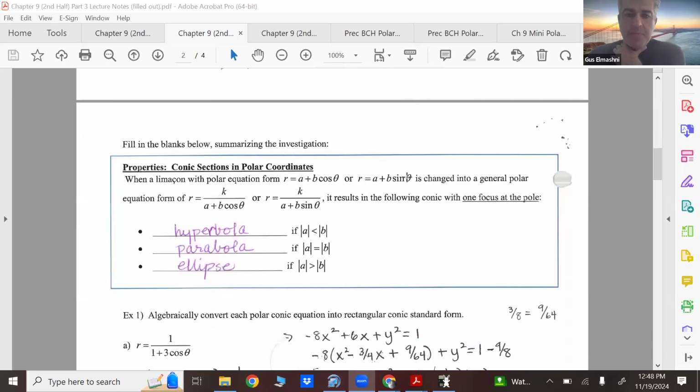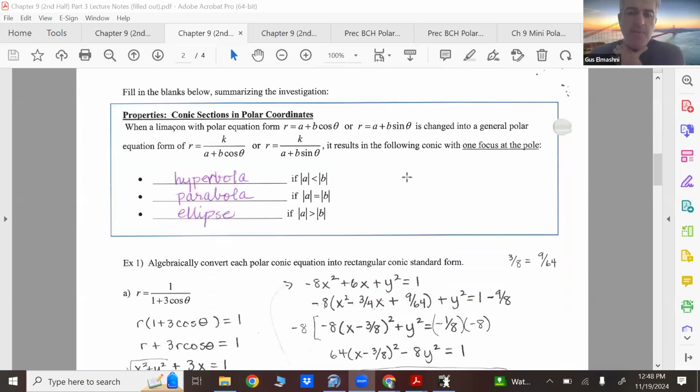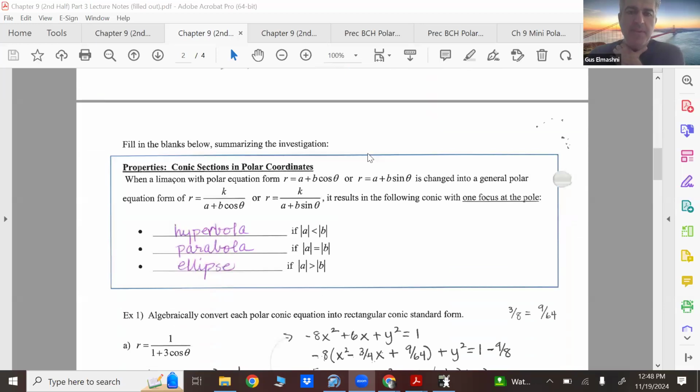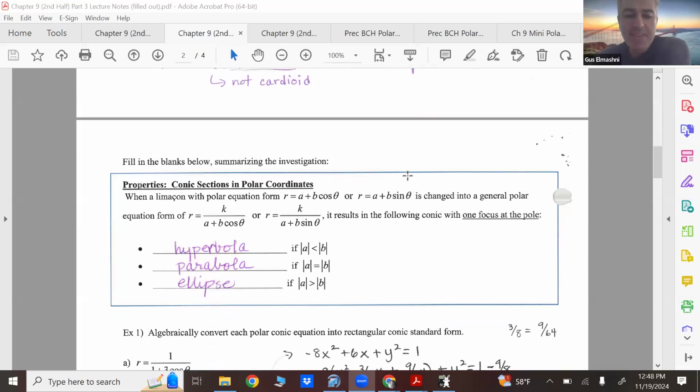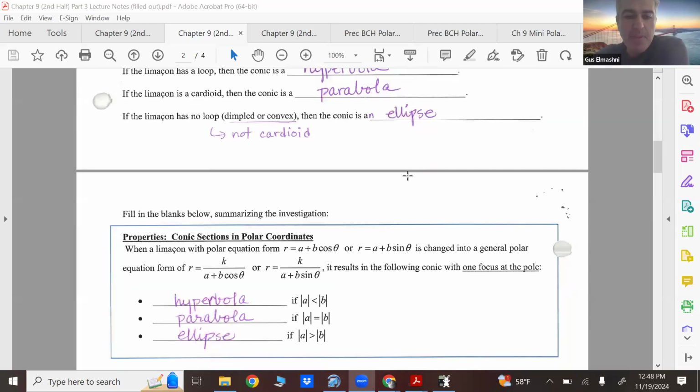Okay, and more generalizations are happening here as well. And I'm going to actually work out the examples because I don't want to get lazy. I should actually work this out with you guys. Actually, they're fun to work out. So if you have r equals a plus b cos theta, or r equals a plus b sin theta, and you flip, we'll have some constant up top. I don't know what the constant will be, so we'll just call it k. It results in a conic with one focus at the pole.